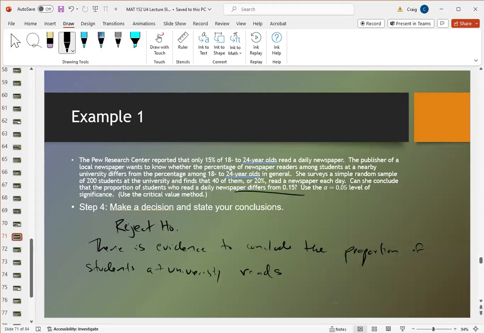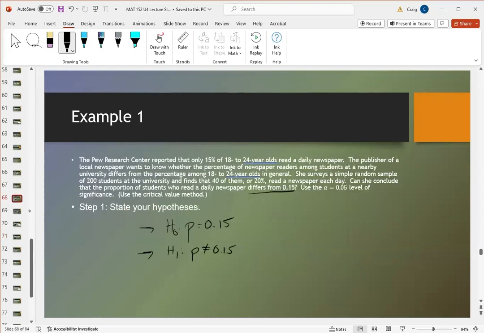I don't want to try to write all of that out while I was trying to say it. But again, there's evidence to conclude, and then you talk about the alternative hypothesis. There's evidence to conclude that the proportion of students who read the paper is different from 15%. I left out some of the descriptor words that they had in the example.